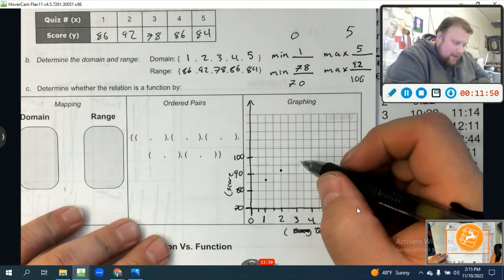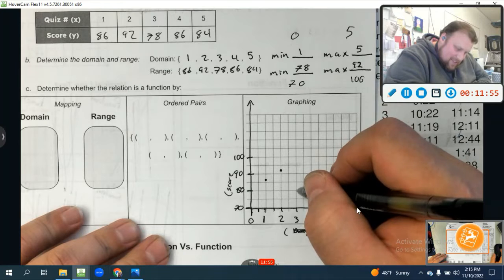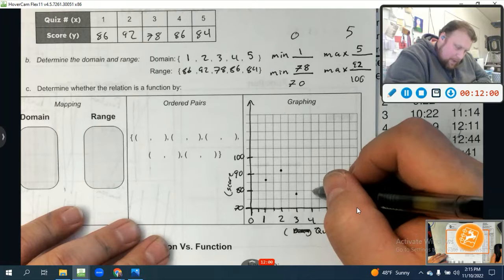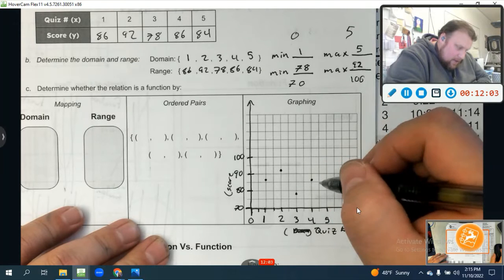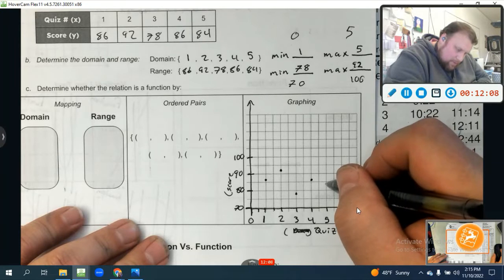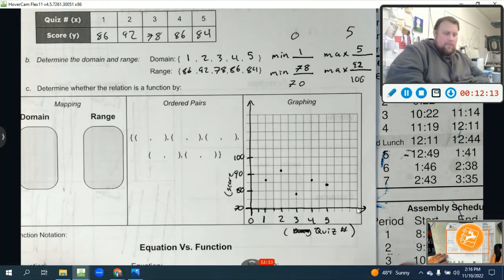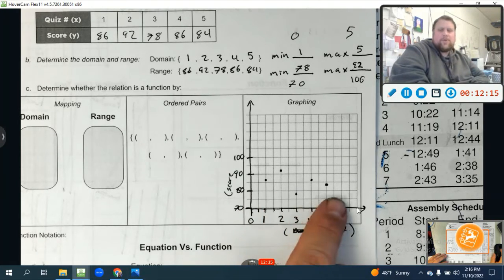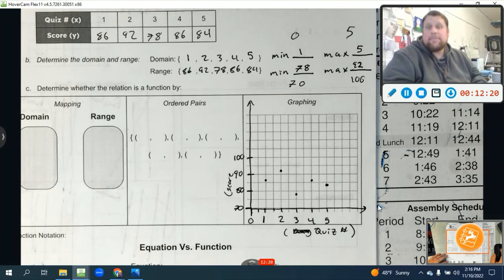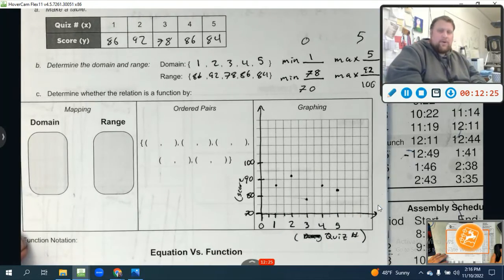Quiz number 3, not day, I keep saying day, but quiz 3 is a 78. Ooh, so that's down here, a little bit below 80. Quiz 4, we got an 86, back up again. And quiz 5 was an 84, so a little bit below it. Okay? Keep in mind also that these are discrete values, right? We haven't talked about that yet, but just know this is going to be called a discrete function because they don't connect there. But let's go ahead and write these down.